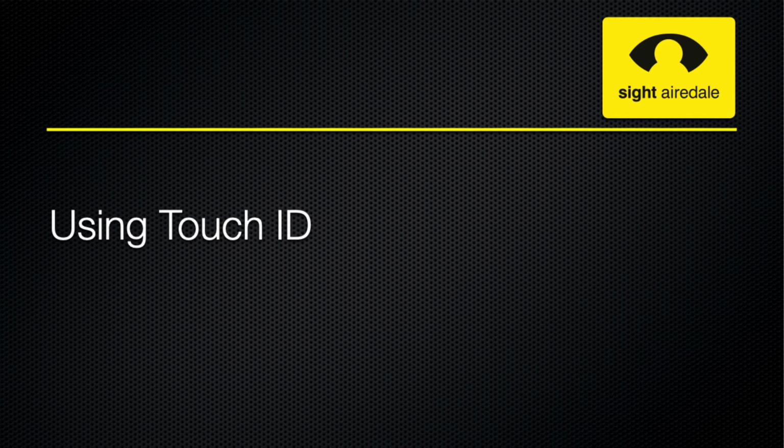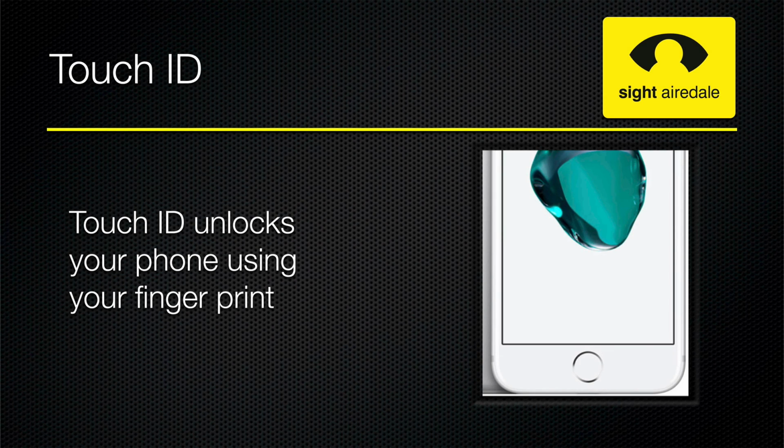Using Touch ID. Touch ID is available on models of the iPhone that have a home button. It uses your fingerprint as a method of verifying your identity and unlocking your phone. To unlock your phone using Touch ID, all you need to do is place your finger on the home button. You will hear a clinking noise that tells you that your phone is now unlocked. Press the home button to go to the home screen.